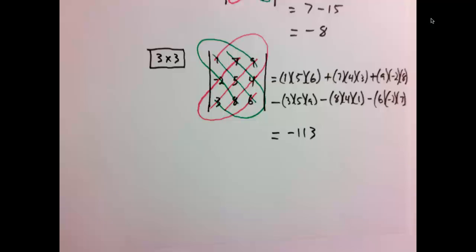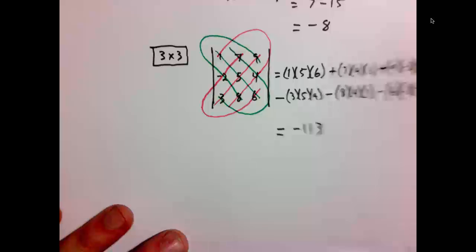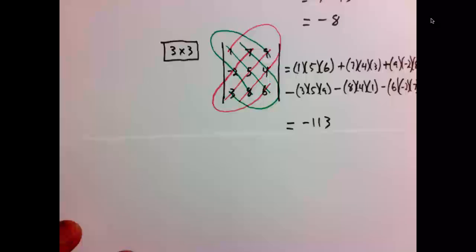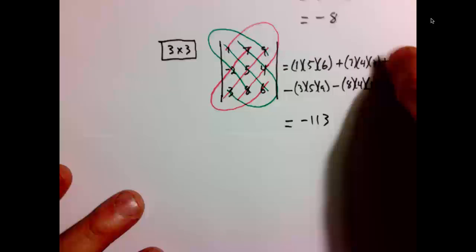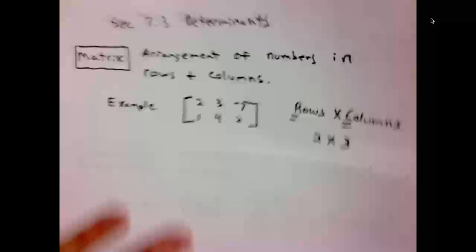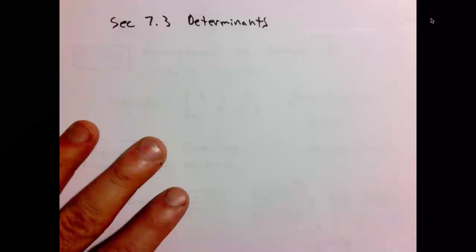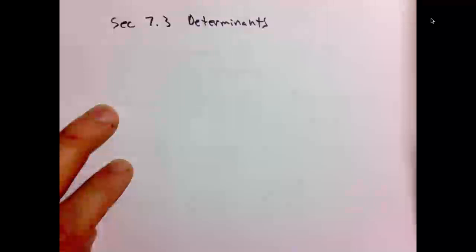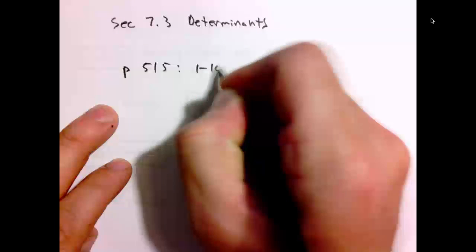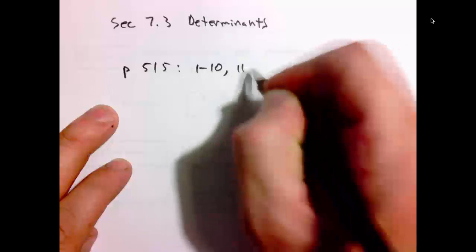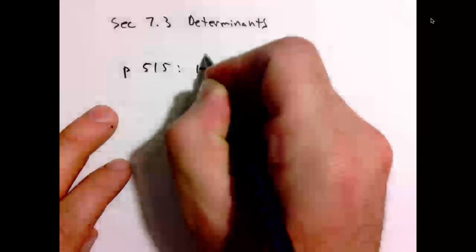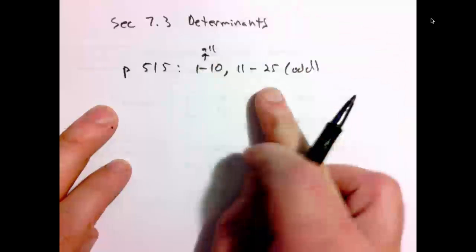Now we're going to look at a couple of problems from our homework. Our homework for this section, 7.3, will be page 515, 1 through 10, all, and then 11 through 25, odd.